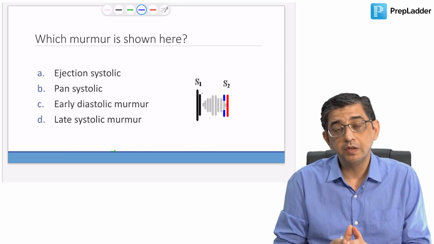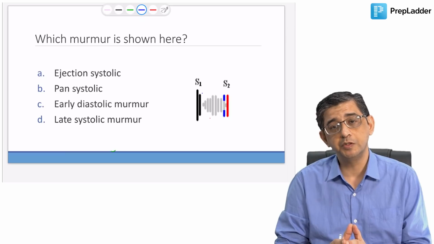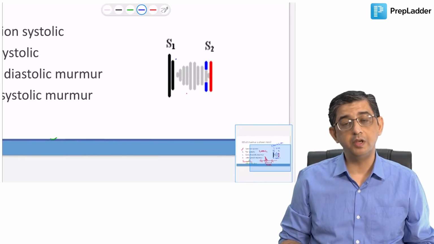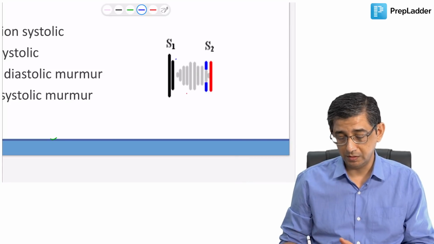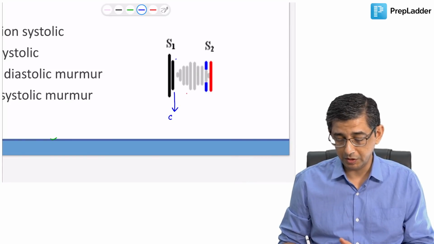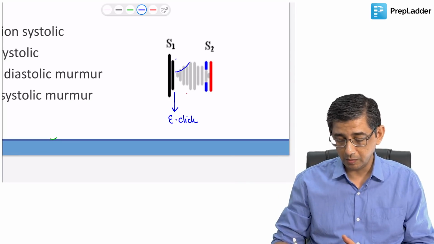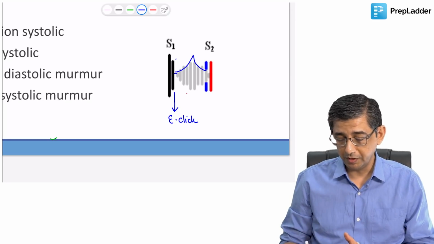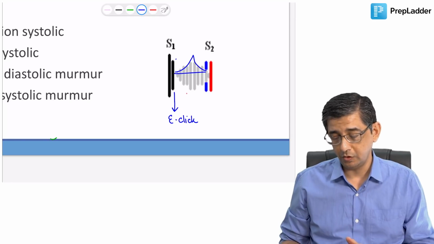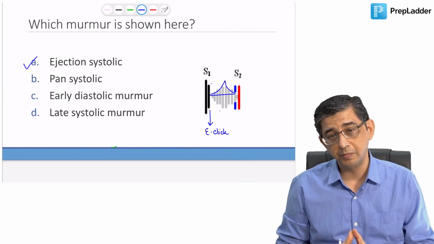In this, he had given an image related to a murmur and he was asking what type of murmur is present. If you focus on the image, you will notice that the murmur is starting right after S1. The second black line is going to be the ejection click. Ejection click is the time when aortic and pulmonic valves will open. After that, you can see that the murmur is increasing in intensity and then is decreasing. So the configuration that is present here is technically called an ejection systolic murmur. The correct answer to this question will be option number A.